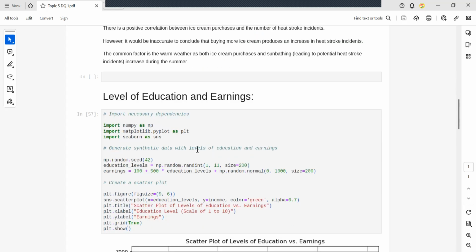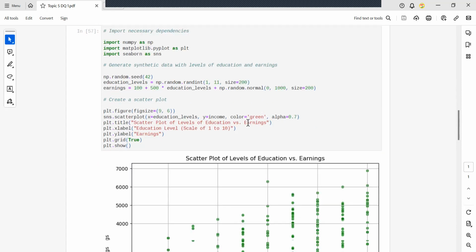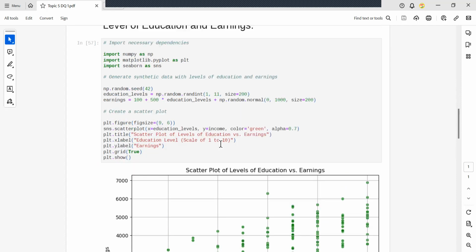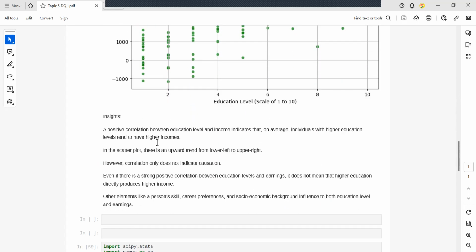The other example is level of education and earnings. What I have here is this scatter plot showing earnings against education levels, from this code that I produced here. The insight from this is that it shows a positive correlation, and the income indicates that on average, individuals with higher education levels tend to have higher incomes.